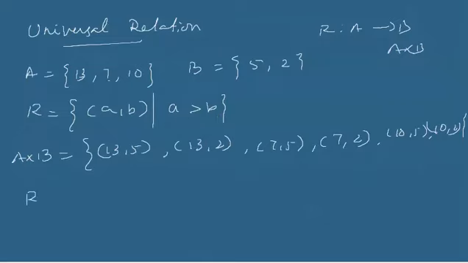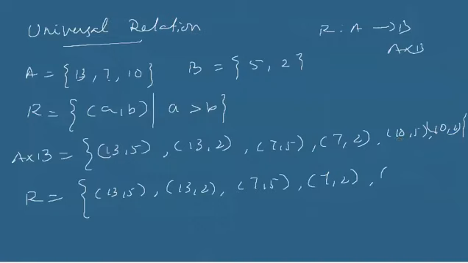So let us see, R is equal to, this is the set builder form. Let us write it in the listed form, R = {(a, b)}. Which ordered pairs do we have to choose? The first element must be greater than the second element. First one is okay, 13 is greater than 5. So (13, 5), this also (13, 2), this also (7, 5), this can be (7, 2) also.